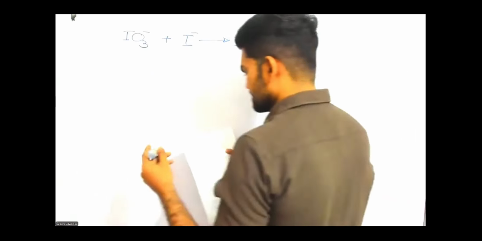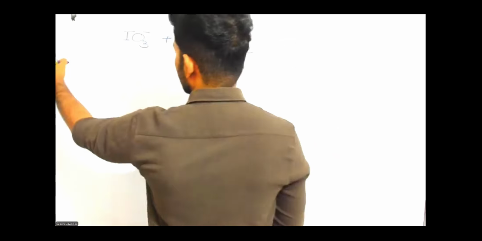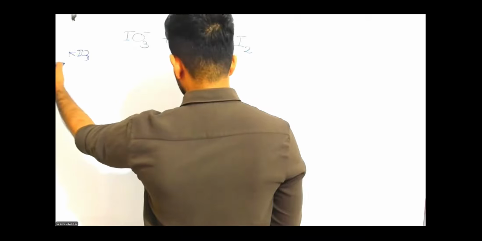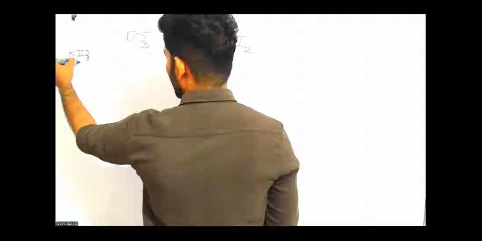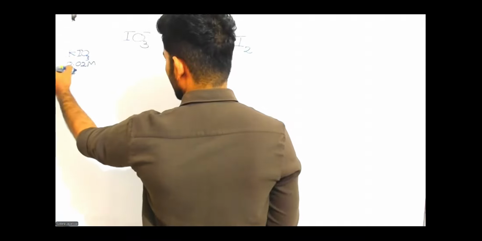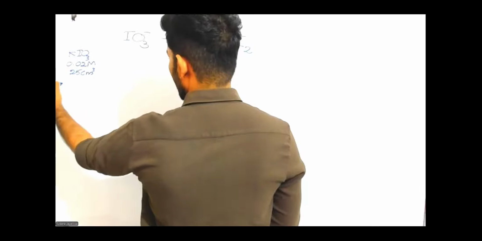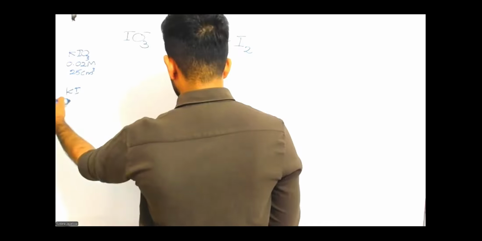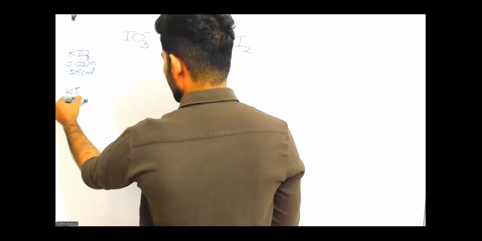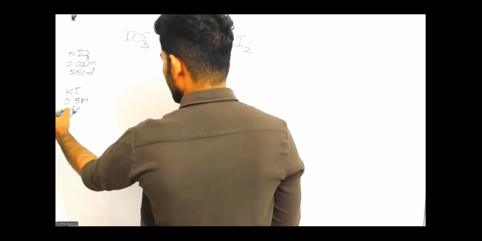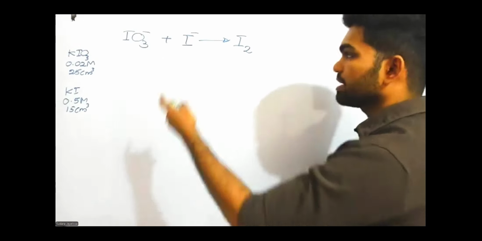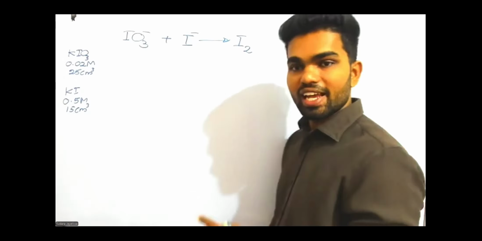Okay. So it says KIO3 is added, 0.02 mole per decimeter cube, 25 centimeter cube. And then from KI, we have added 0.5 mole per decimeter cube, 15 centimeter cube. Okay, we'll talk about that later. But first of all, let's balance this reaction.